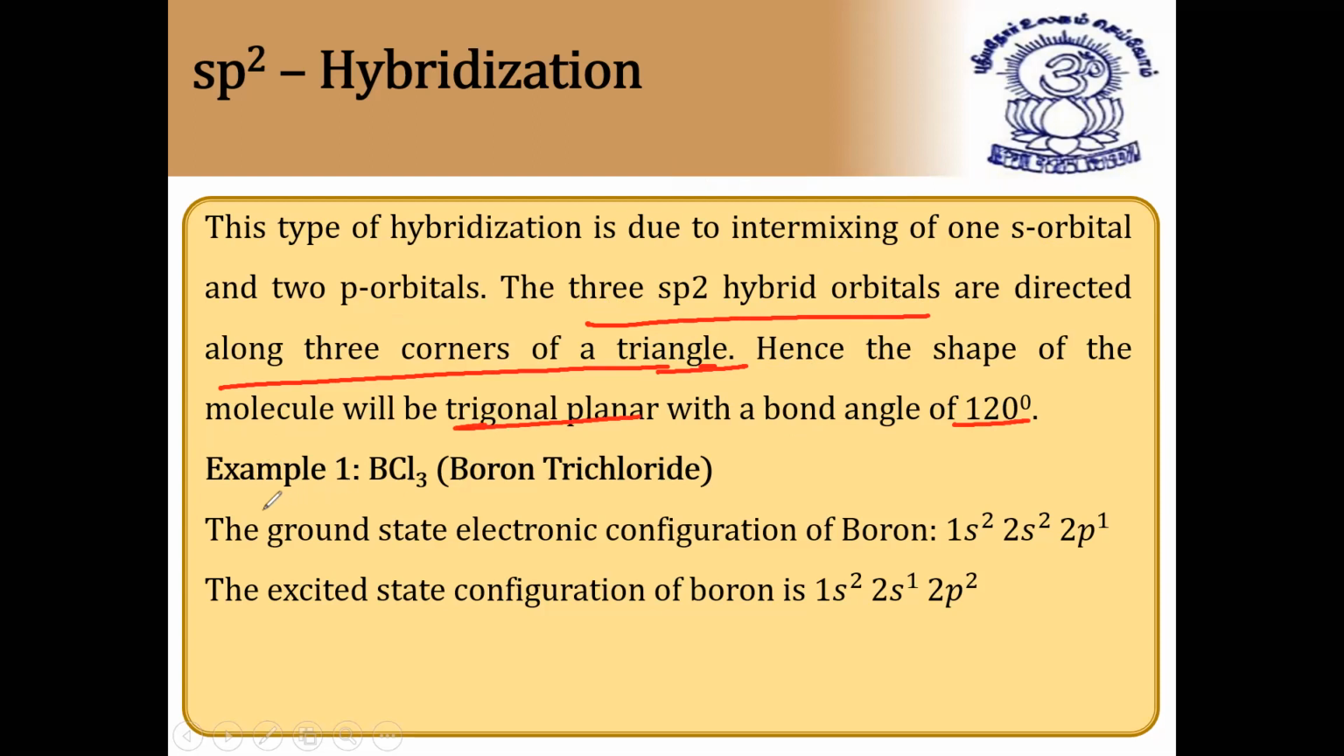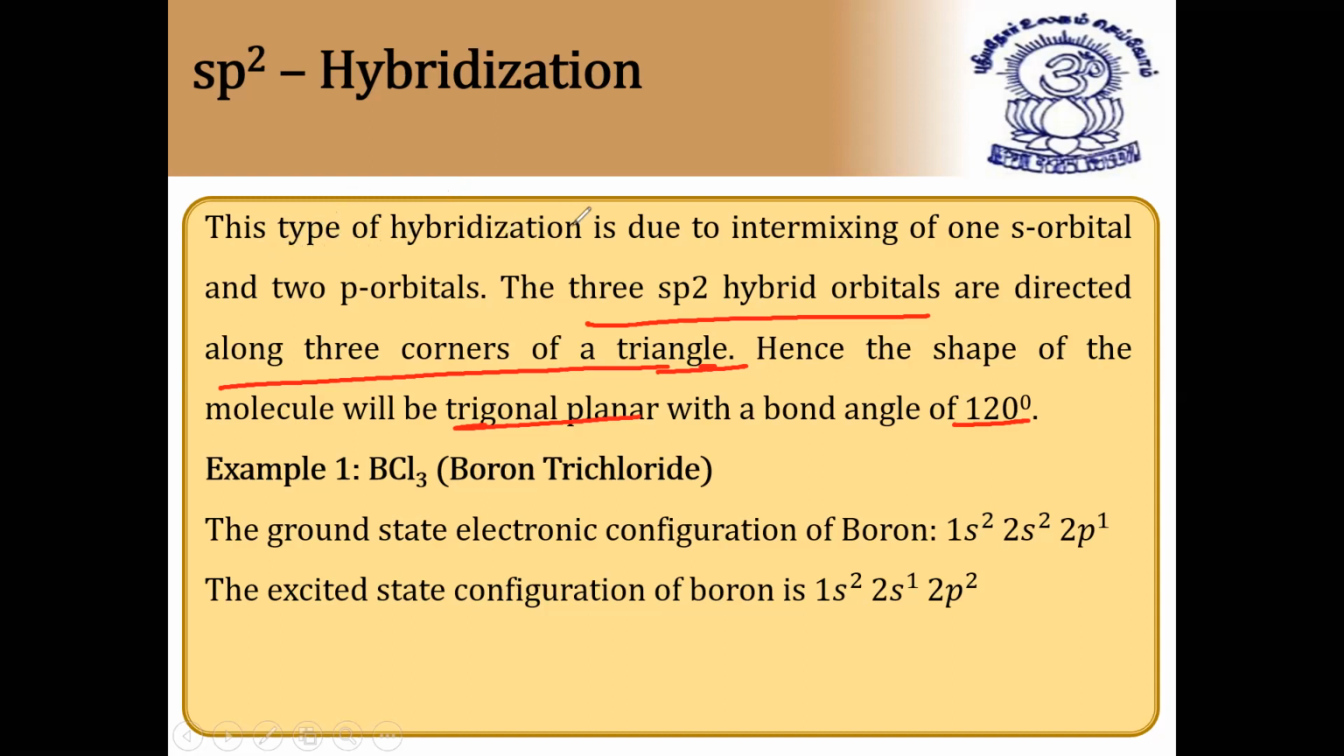The difference between valence shell electron pair repulsion theory and hybridization is this. In hybridization, the overlapping of orbitals takes place, that is due to the formation of sigma bond and pi bond. And this sigma bond, pi bond concept, where did we get it from? We got it from valence bond theory.